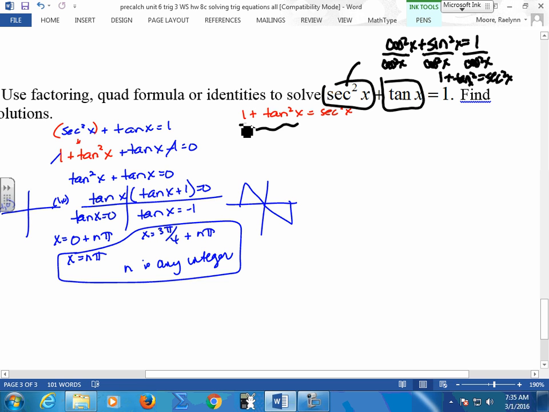Gather your like terms. This one was nice. Had a greatest common factor of tangent x. It's like an x squared plus x. If you struggle with the words, take them out for the time being. Factor out your x, never divide by x, and then put your tangent back in for x.